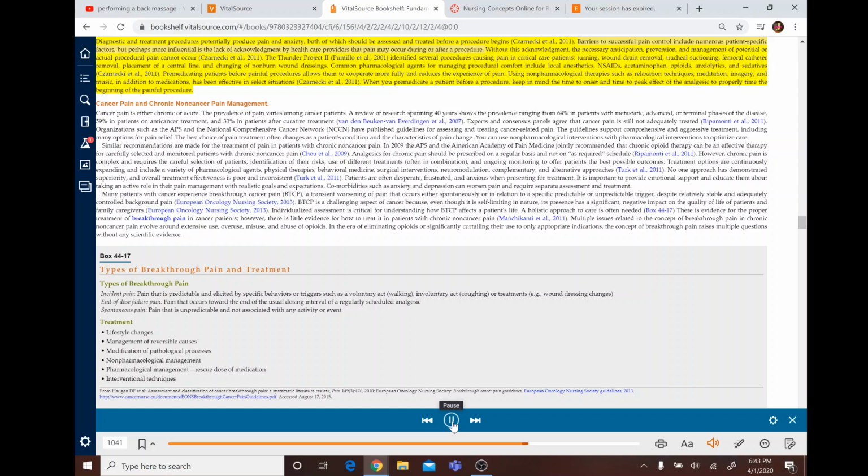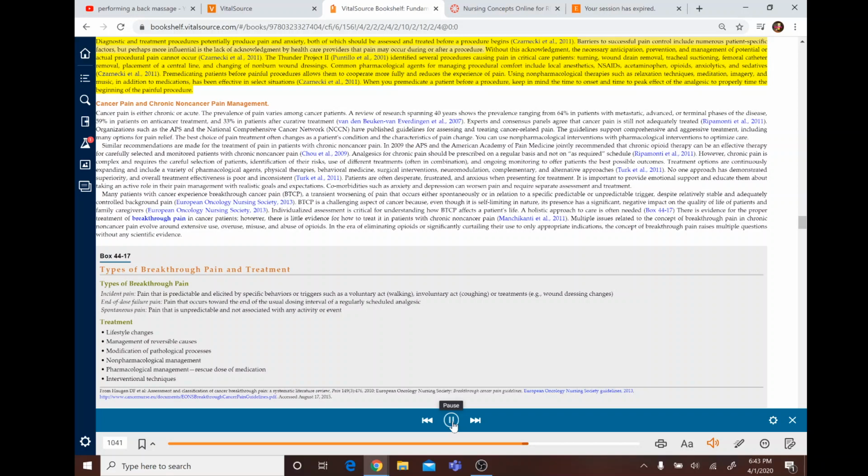Zarnecki et al., 2011. The Thunder Project 2, Pontelo et al., 2001, identified several procedures causing pain in critical care patients: turning, wound drain removal, tracheal suctioning, femoral catheter removal, placement of a central line, and changing of non-burn wound dressings. Common pharmacological agents for managing procedural comfort include local anesthetics, NSAIDs, acetaminophen, opioids, anxiolytics, and sedatives.